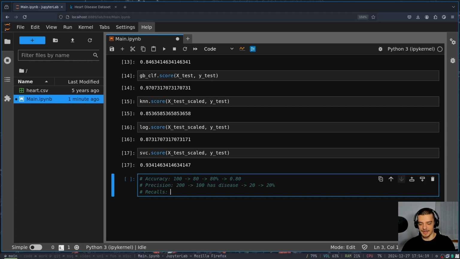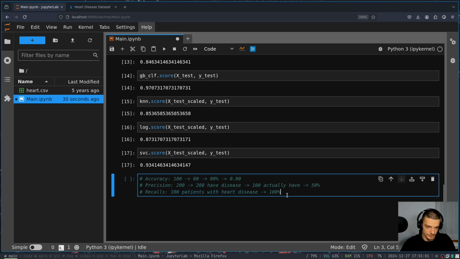Recall asks a different question. Let's say that there are actually 100 patients with heart disease. Recall asks, how many of them do I find? So if I say that 200 have the disease, but actually only 100 have one, my precision is 50%. But my recall is 100% because I find all the patients with heart disease. If I always say yes, of course that's not intelligent, but recall is the important thing because I want to spot every patient with a heart disease.